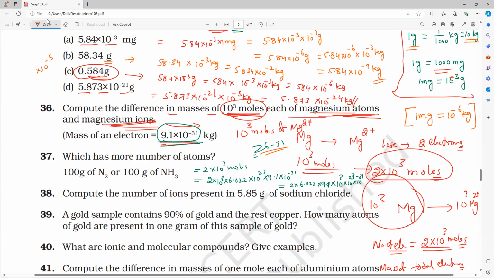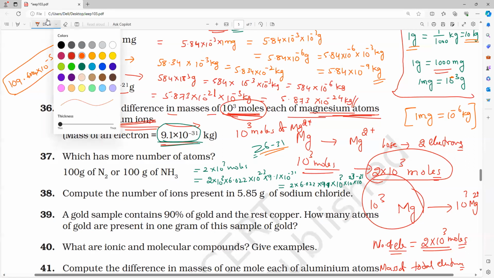So multiply this and tell me what the answer is. 2 into 6.022 into 9.1. Everybody, how much is the answer? 109.6004. That is the actual mass. Actually, the mass is in kilograms.